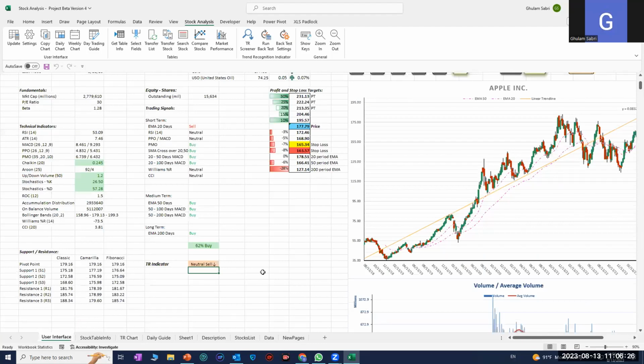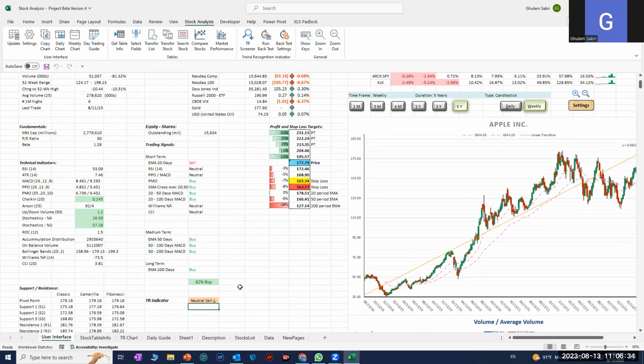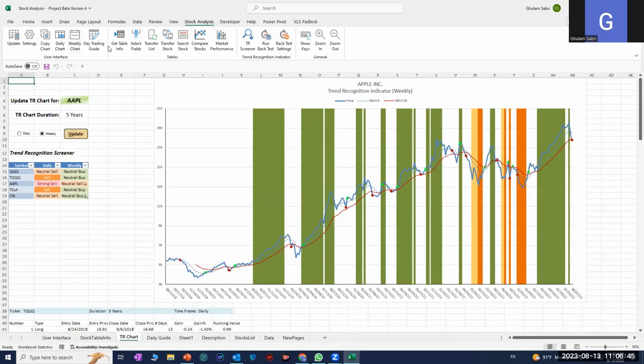So this is a combination of things. You can have traditional trading signals based on the technical indicators which are prevalent in the market, and you can couple this with this TR indicator, which is the trend recognition indicator. Now, what I have done, I have added a back test facility. This is the menu here, and we can run back tests on Apple on different frequencies, up to a maximum of 5 years. I will increase it to 10 years pretty soon.